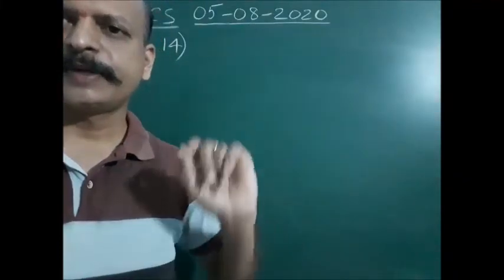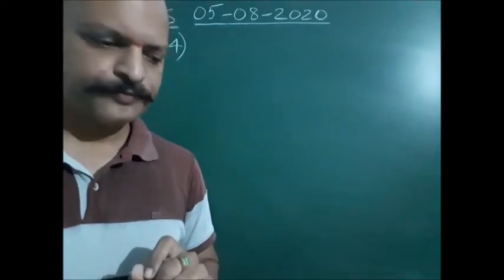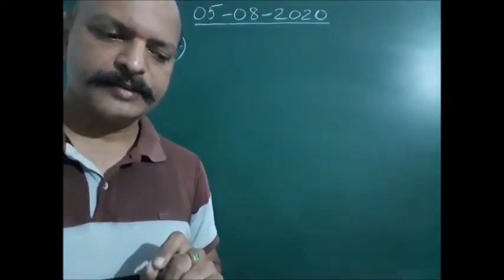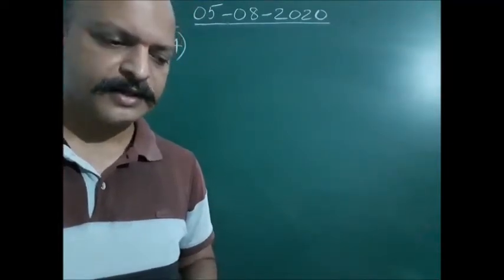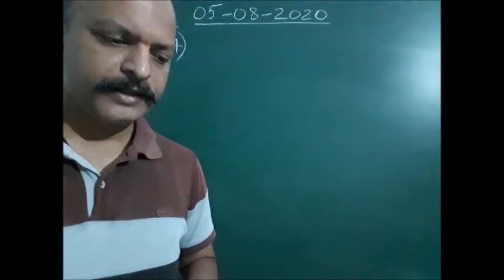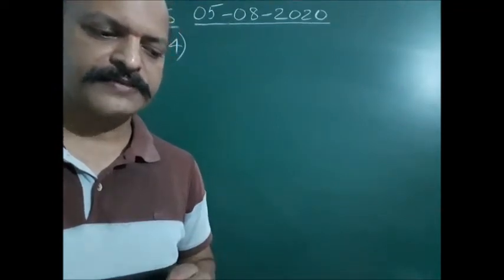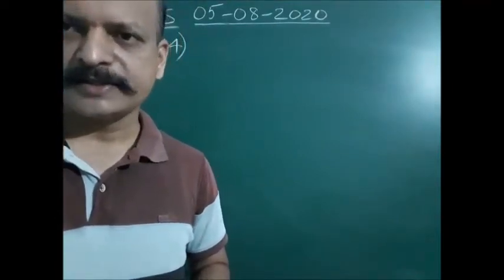Now, in today's paper, let us see the first question, that is question number 14. H calories of heat is required to increase the temperature of 1 mole of monoatomic gas from 20 to 30 degrees Celsius at constant volume. The quantity of heat required to increase the temperature of 2 moles of a diatomic gas from 20 to 25 degrees Celsius at a constant volume is.